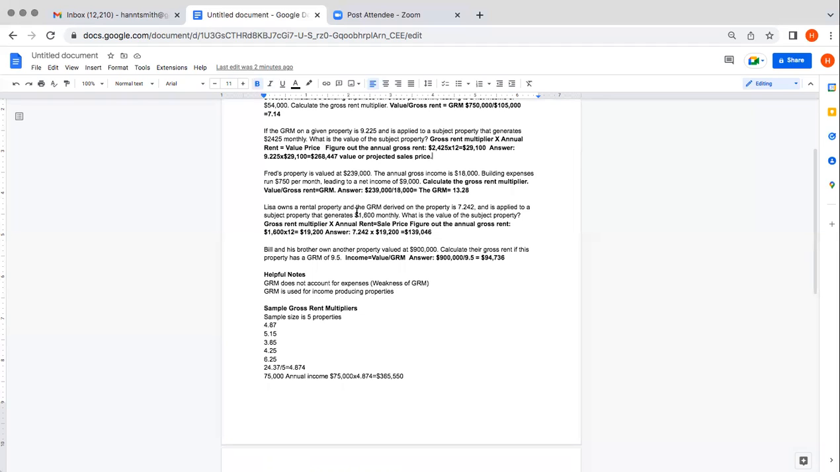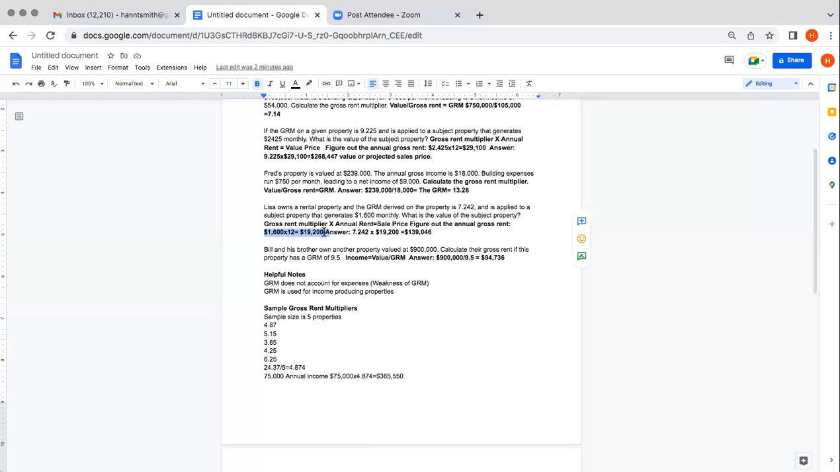Lisa owns a rental property, and a GRM, or gross rent multiplier, derived on the property is 7.242 and is applied to the subject property that generates $1,600 monthly. All right, what is the value of the subject property? Now, again, we got to do some converting. First thing we got to do is turn this monthly income into an annual income. We do that by taking 1,600 times 12. That equals 19,200.